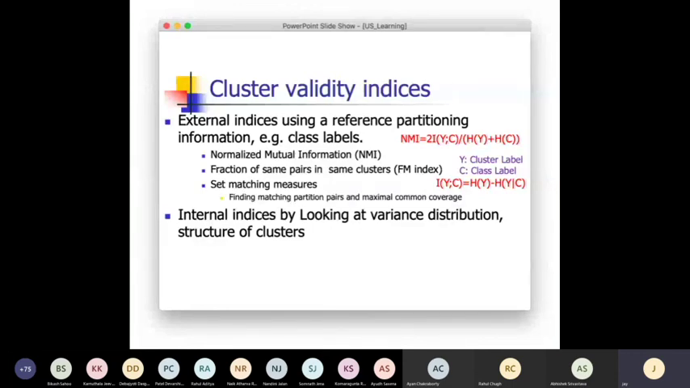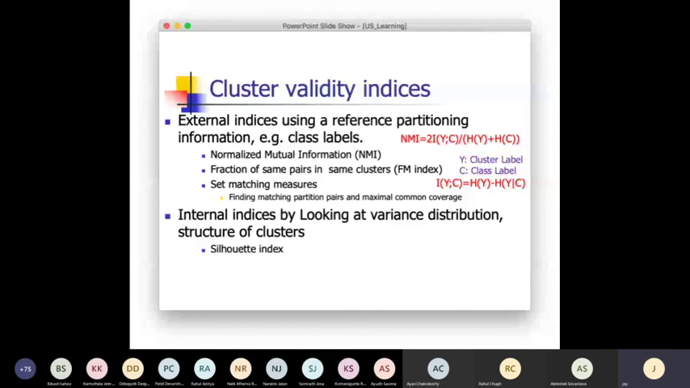There could be set matching measures like finding matching partition pairs and maximal common coverage. There are also other kinds of indices, like internal indices, where you do not have this class information and you just look at the data distribution. This is the case of purely unsupervised learning, where you look at the variance of the distribution and the structure of clusters, by which you can get a quality of the clusters.